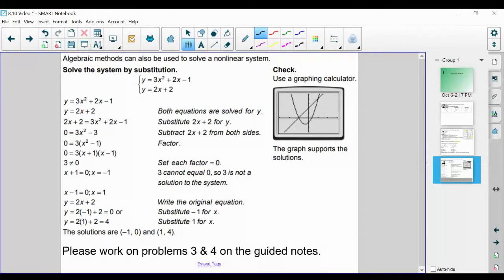Now, on your guided notes, what I'm going to ask you to do is work on problems 3 and 4. Problem 3 is another substitution. Problem 4 is elimination. We didn't go over how to use elimination within a nonlinear system, but think about how we've solved it previously and see if we can interpret how to solve it with a nonlinear system. You got it. Try it out. So please work on problems 3 and 4 on the guided notes.